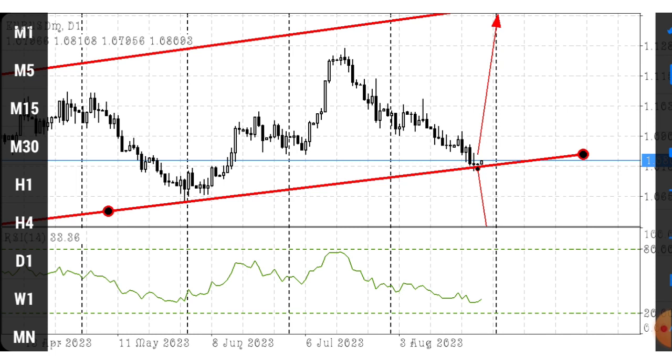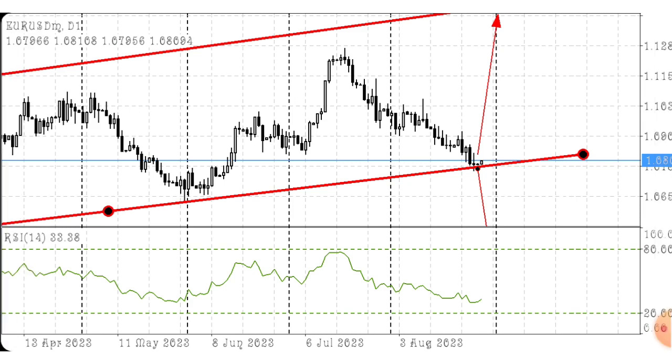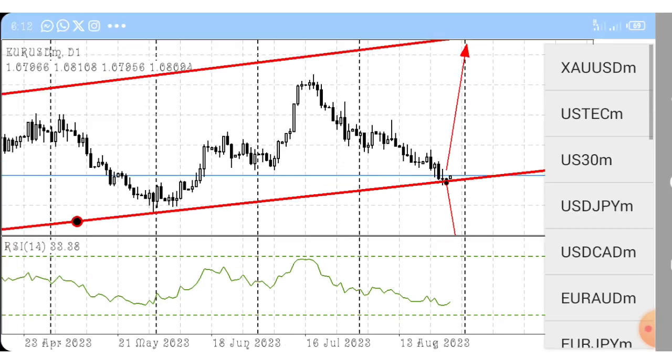Now the second currency pair we will be analyzing is GBP USD.